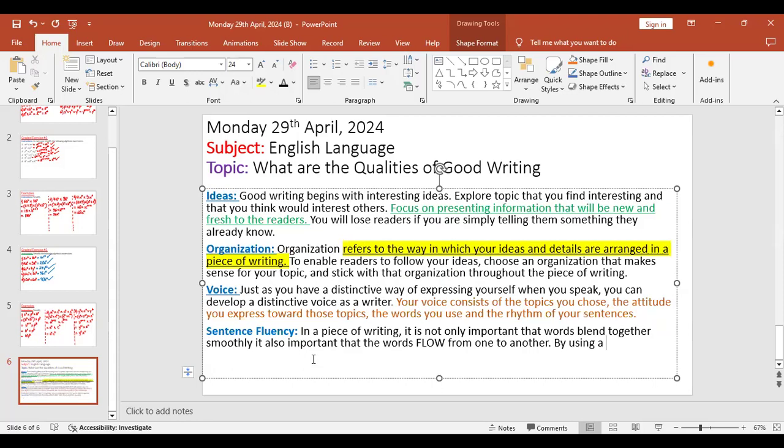By using a variety of sentences, and sentences means different lengths and different structures, and using transitions to connect them, you will create a smooth rhythm in your writing.